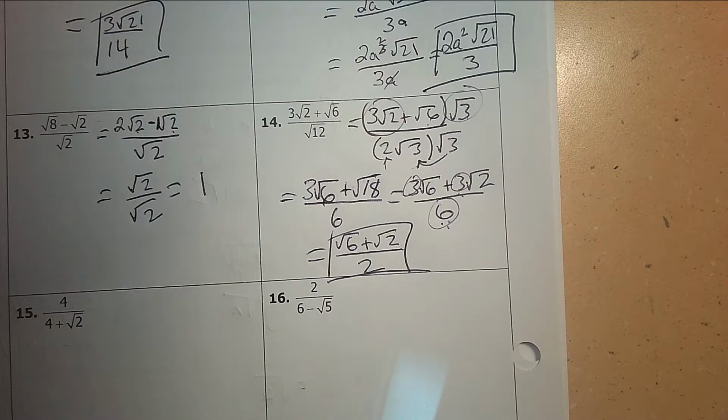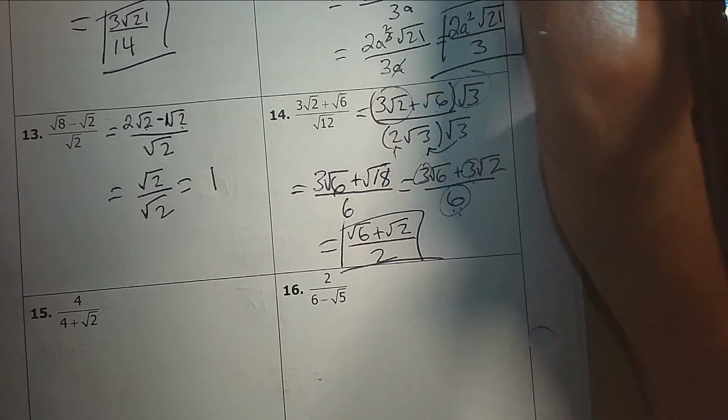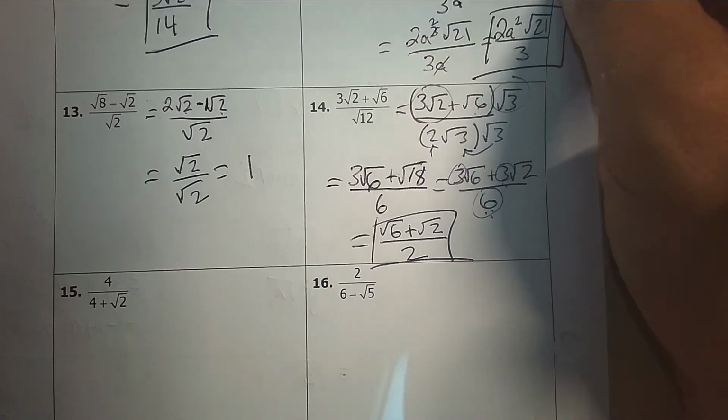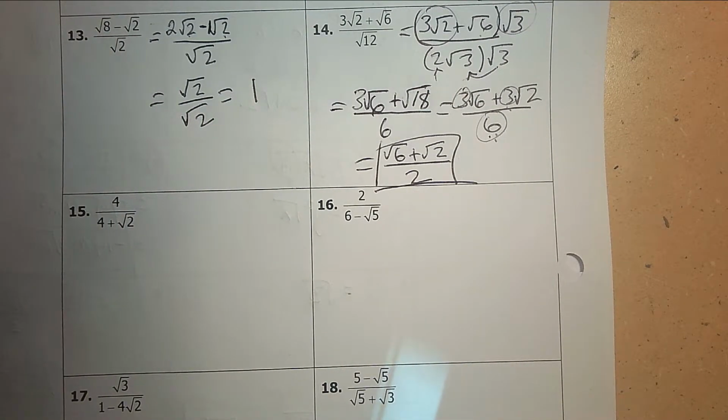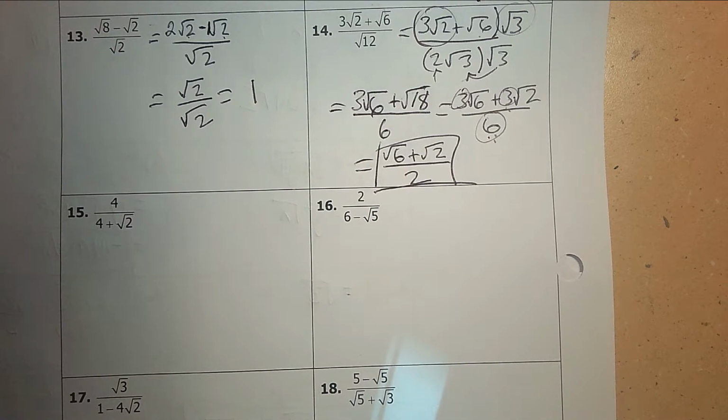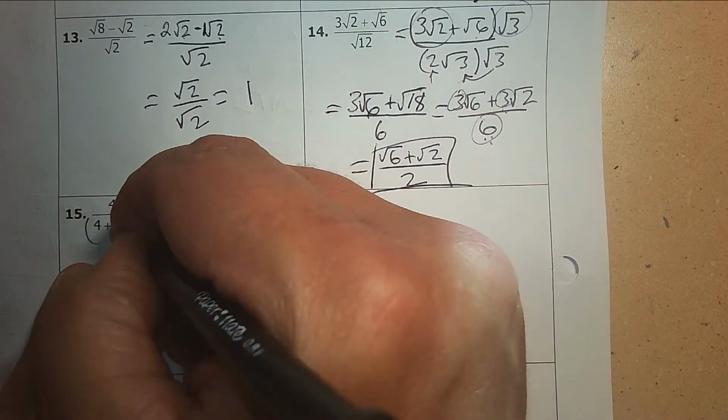Number 15. Now, these are the good challenges. Do you see that we have a binomial in the denominator? I can't go root 2 top and bottom. If you have a binomial, you can't just use the irrational number. You need both, and what we're going to use is what's called the conjugate. Do you remember that from like 100 years ago? What does the word conjugate mean? Instead of 4 plus root 2, what are we going to do?